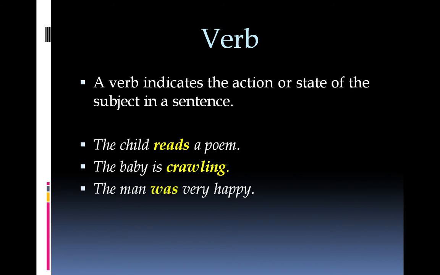The next example, the man was very happy. This sentence is about man. Man is the subject. Is the man doing something? No. The man is or was. This word was is indicating the state of the subject in this sentence. There is no action taking place here. Was simply indicates the state or the condition of the subject. This verb is different from the first two examples. This is what we call the verb of state or linking verb.